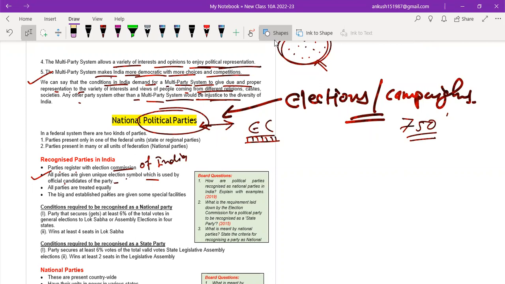But I'm taking the example of the lowest bureaucrat. Do you know what is bureaucrat?